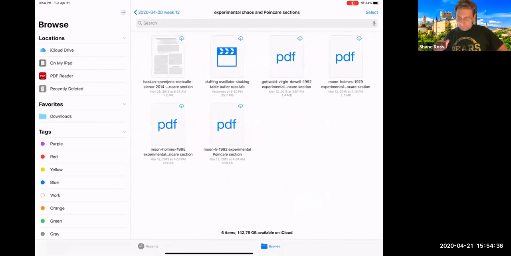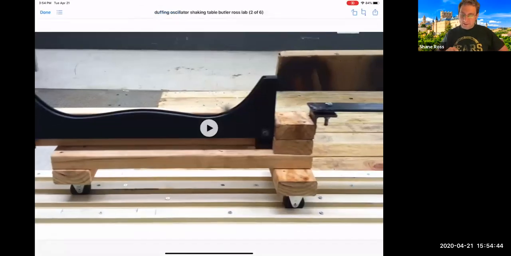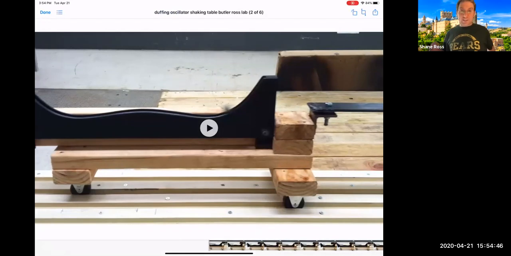I have it here. Let's see if this works. It's kind of a big video. I hope it's not too loud because you can hear the gears and it's kind of whiny. So that's the device. This black thing is the track that we made.